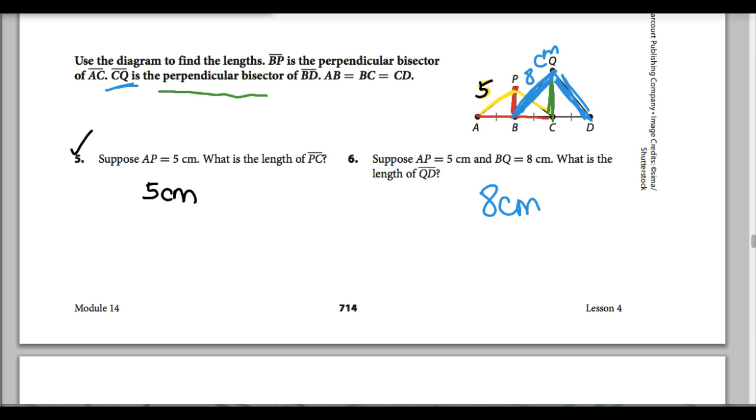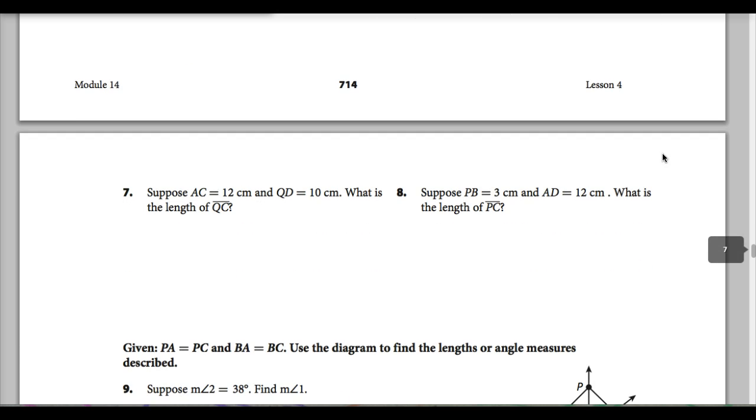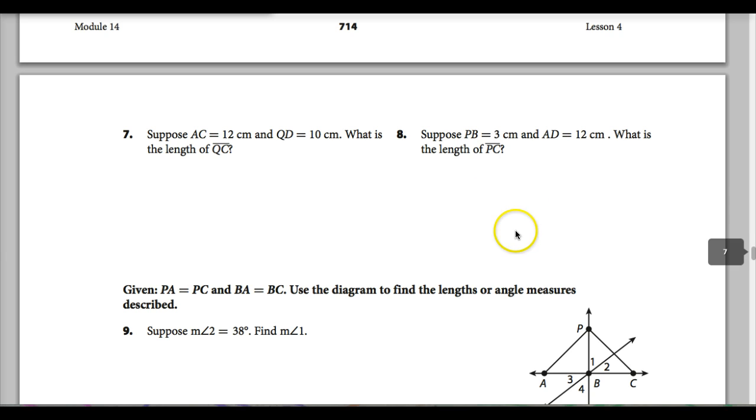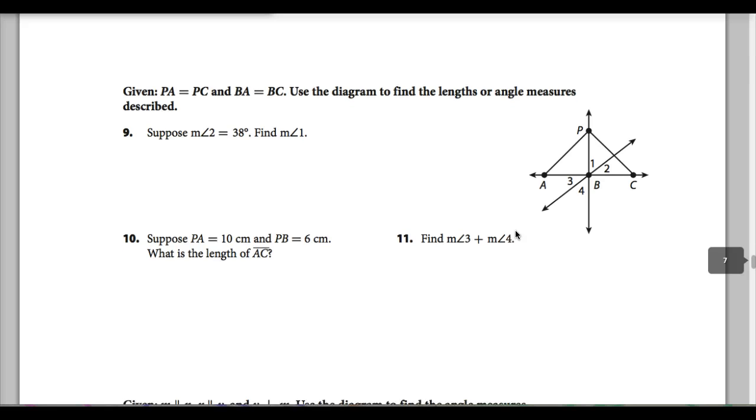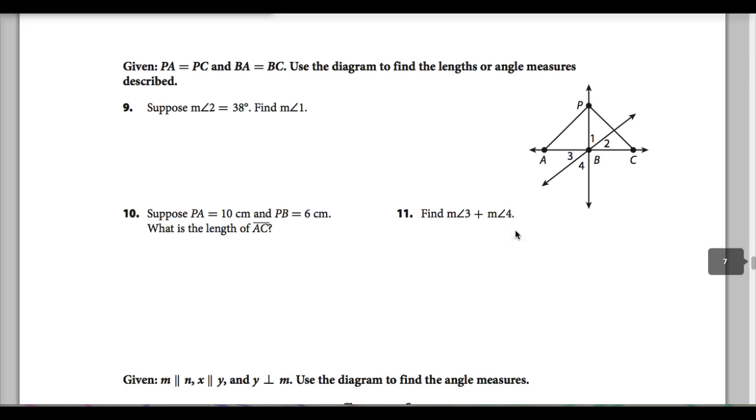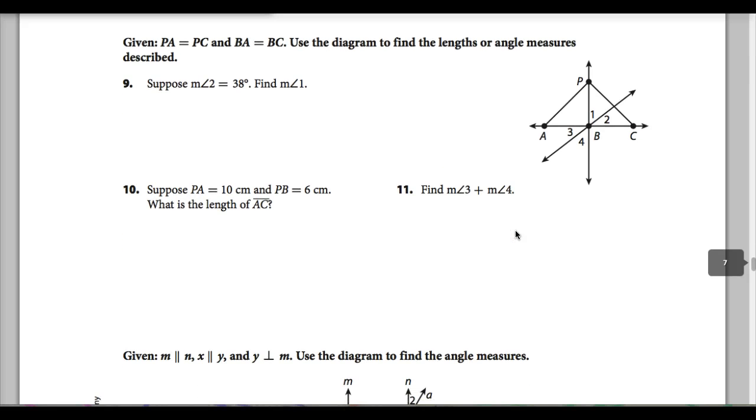All right, so that was a very easy question, obviously. And of course, there's more questions here, which I'm going to give you, so I'm not going to go over those. And so now let's take a look at this one right here.